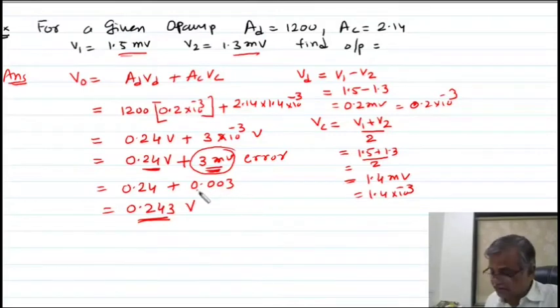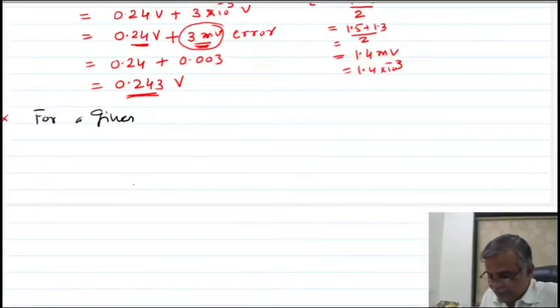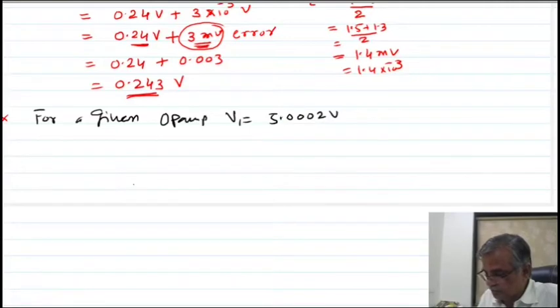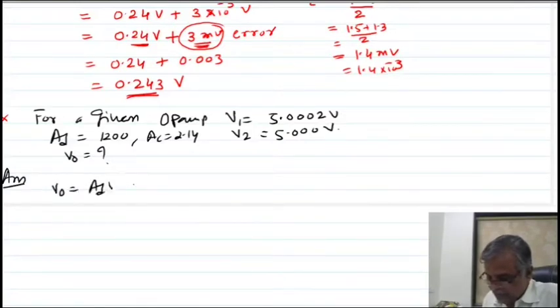Now it is not necessary that error is always less due to common mode signal. We will see another numerical. For a given op-amp, V1 is 5.0002 volt and V2 is 5.000 volt. AD is 1200, AC is 2.14. Find the output voltage. Answer: VO is equal to ADVD plus ACVC.